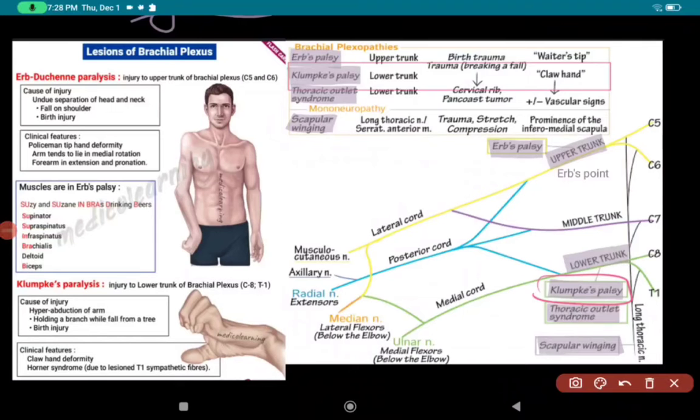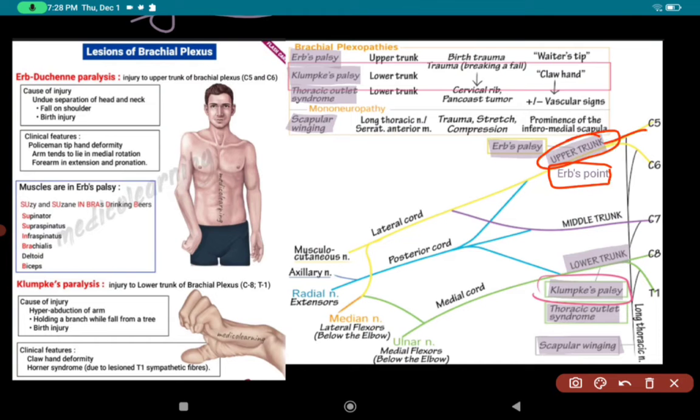Let's continue with the topic brachial plexus. In this series, we will be discussing the injuries to brachial plexus. Let's start with Erb's palsy. We'll be considering upper trunk for that. We have discussed earlier about the Erb's point, which is located at upper trunk.